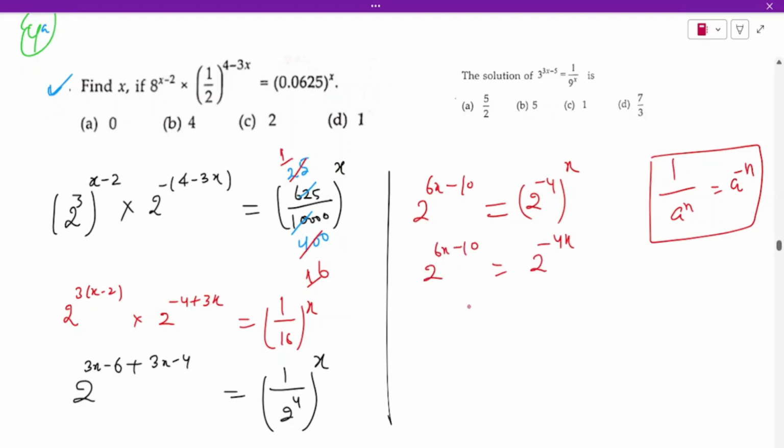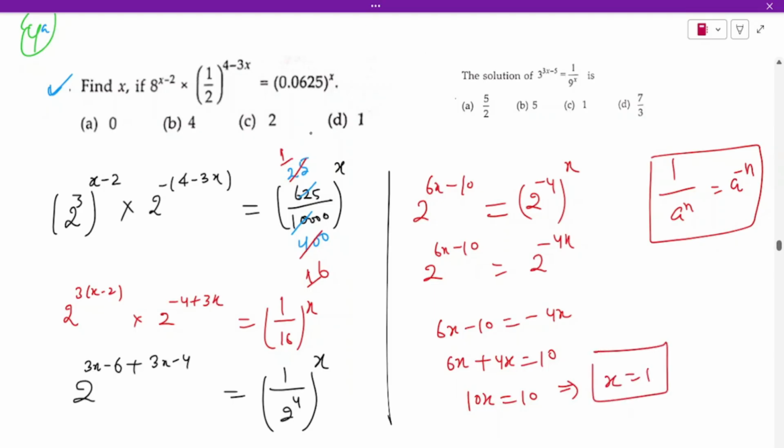Now here the base is the same, so the powers will be equal: 6x minus 10 is equal to minus 4x. We need to solve this for x. By transposing the 10 to the right and minus 4x to the left, we get plus 4x, and this is equal to 10. So 10x is equal to 10, which implies that x is equal to 1. So the answer for this question is option number D. Now let's try to solve this fifth A question.